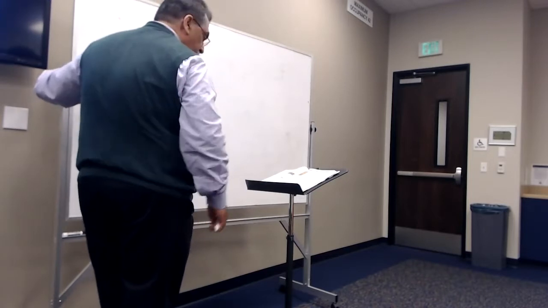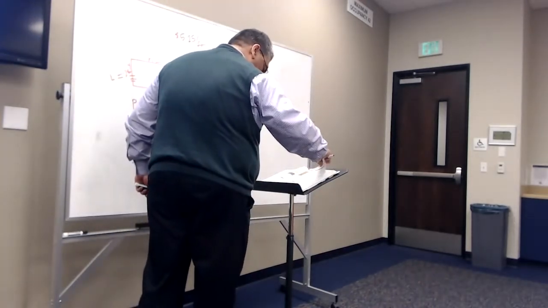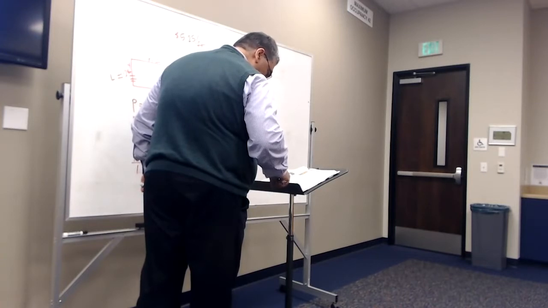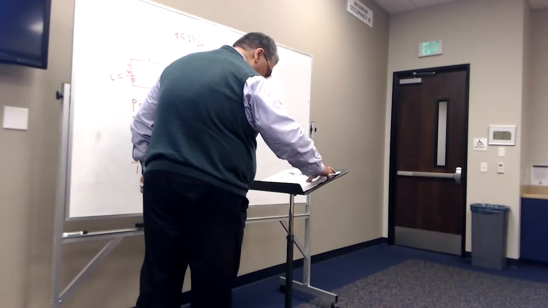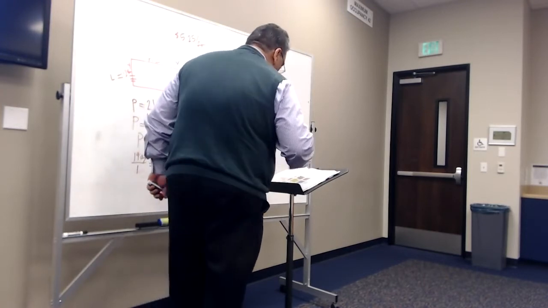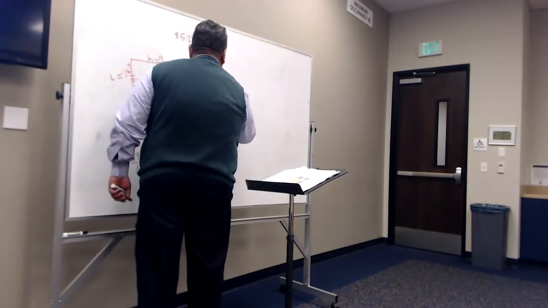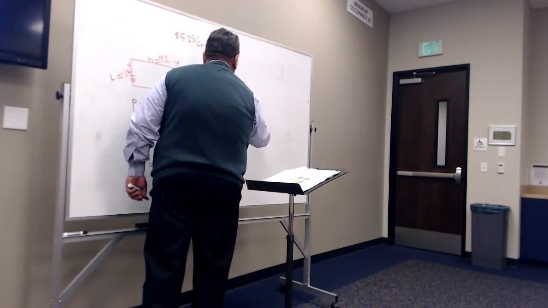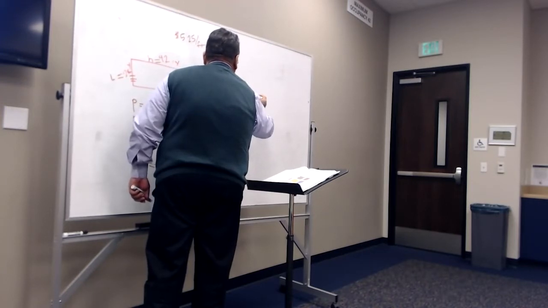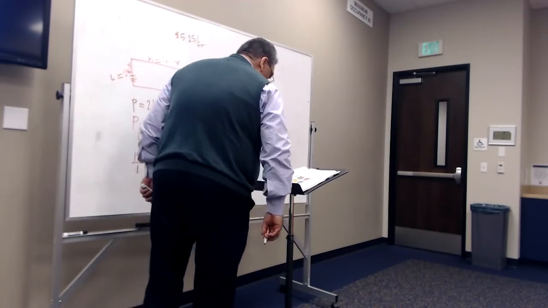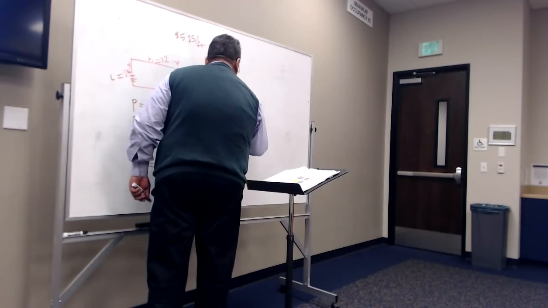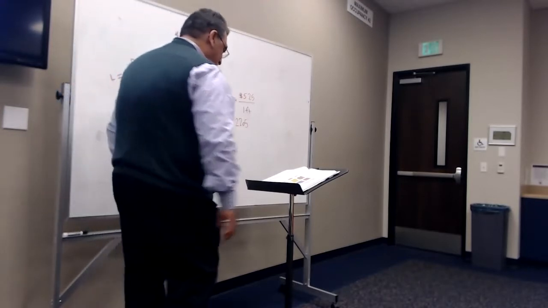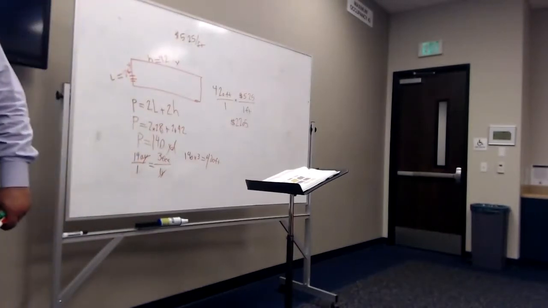Then you multiply it by 5.25. 1 yard is 3 feet, so 140 yards is equal to 140 yards times 3 feet, which is 420 feet. And multiply that by 5.25 dollars per foot. Do the math, get 2,205. Okay. Any questions? Yes.